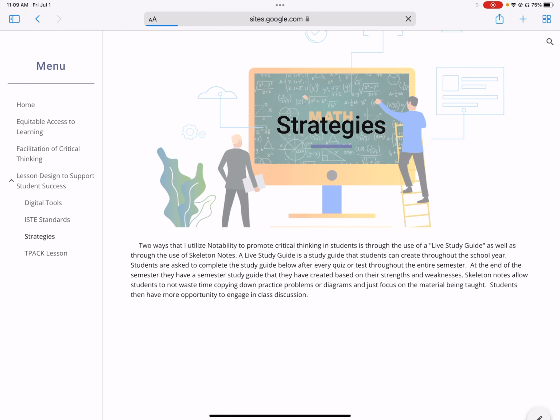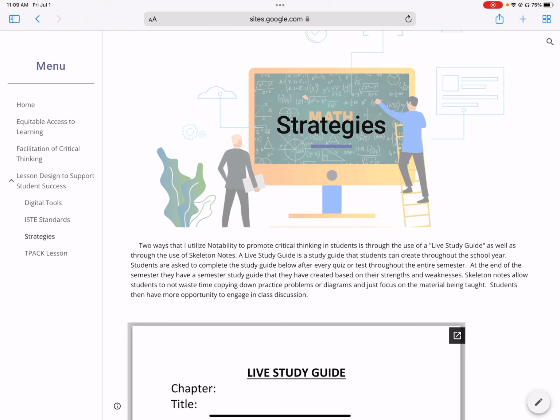A couple strategies that I use using the apps that I have shown you. One of them is Notability. Notability is a fantastic way for me to create documents to push out to students for them to keep in an online notebook or a digital notebook through Notability.